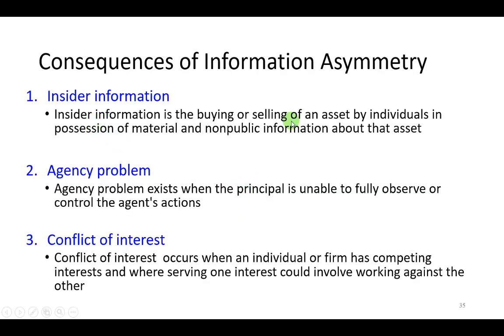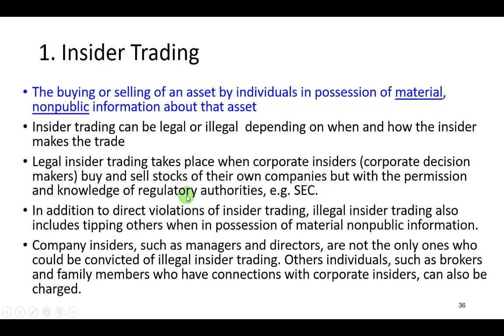So some of the consequences of information asymmetry include insider information, agency problem, and conflict of interest. These are summarized in turns. So the first, insider trading, which I guess everybody understands what that really means, is actually the buying or selling of an asset by individuals in possession of two important attributes: material and non-public information about that asset.